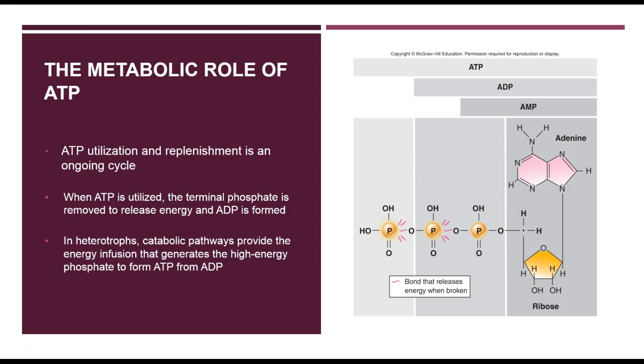In heterotrophs, catabolic pathways provide the energy that generates that high energy phosphate to form ATP from ADP. We rarely go beyond that terminal phosphate. Some reactions do use ADP and form AMP, and there is some energy that is stored in that second bond between the first and second phosphate. However, it's not as much energy. So most cellular reactions are only going to use ATP and form ADP.